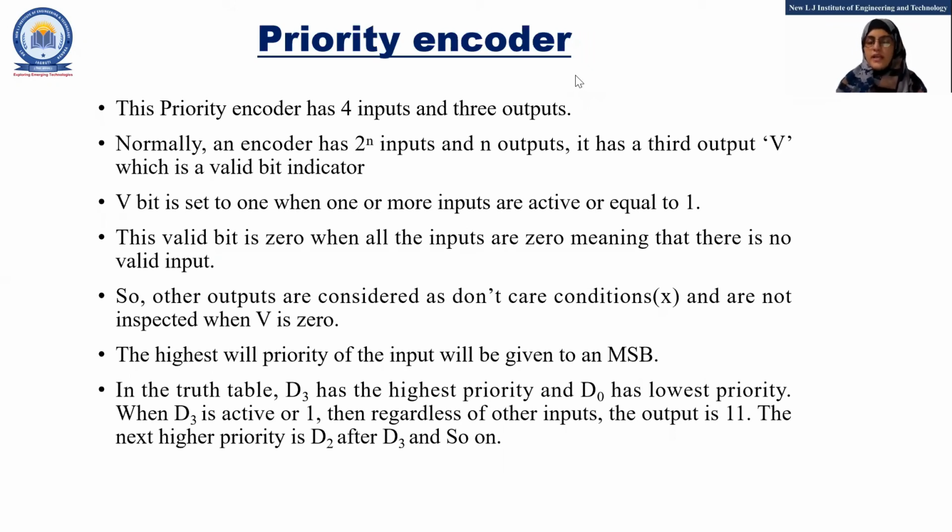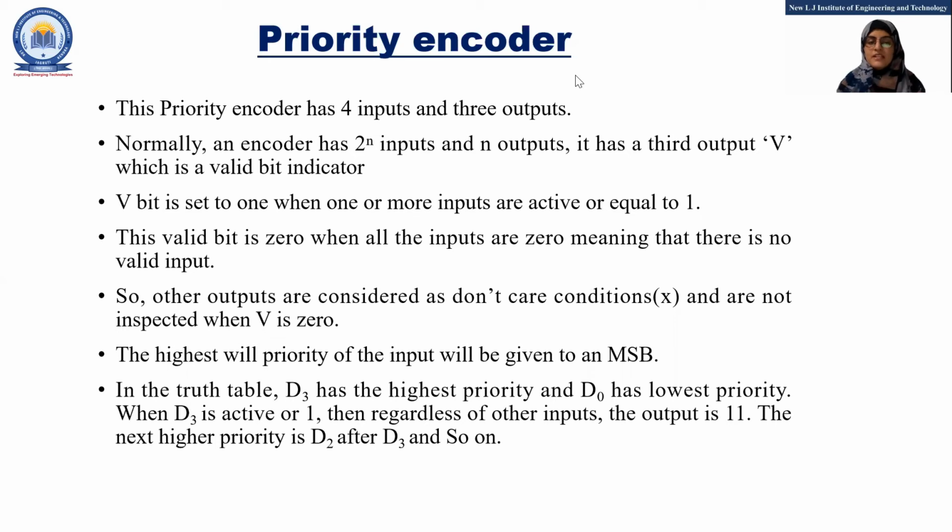Till now we saw that at a time only one input was active high, but a condition can occur where one or more inputs are active high. In that case, we will use a priority encoder. The priority encoder we are going to see today has 4 inputs and 3 outputs. As I explained, an encoder has 2 raised to n inputs and n outputs. But this priority encoder will have a third output, which is the V bit, the valid bit indicator.